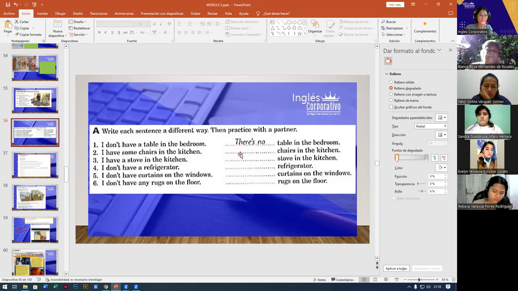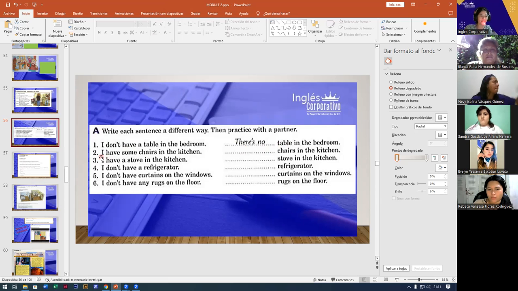So that means you are going to transform two manners. In the first one, you have, I don't have a table in the bedroom. That is one option. It's correct. You are using the verb have to express possession. The possession that you have in the bedroom or in a specific area of your house. But to show existence, you can also say there is or there are. In this case, as here it says, I don't have, it's possible to say there's no. It's negative, but you have a singular subject. Let's transform number two.